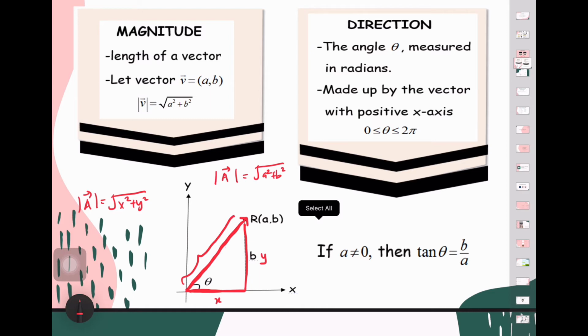Okay. What is direction? Direction is the angle theta measured in radians.